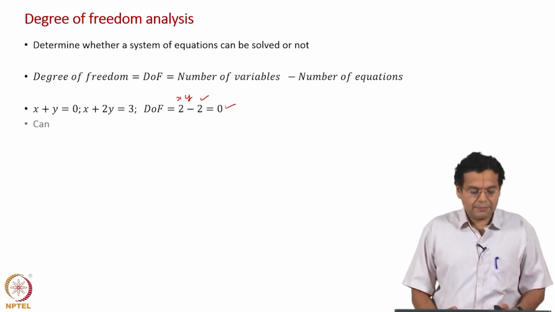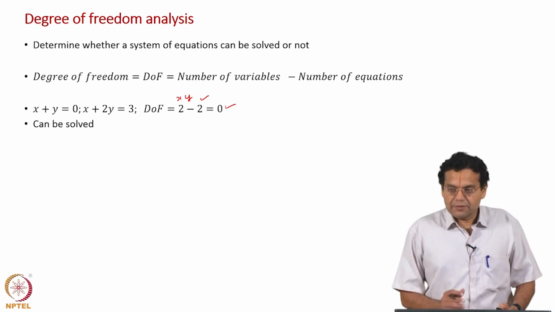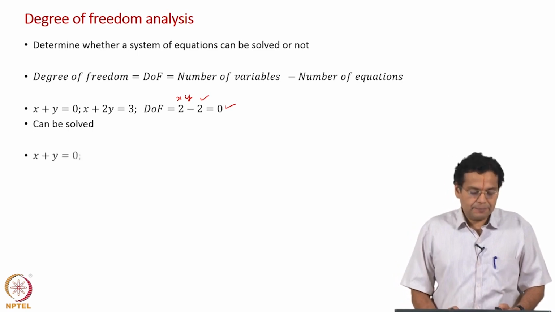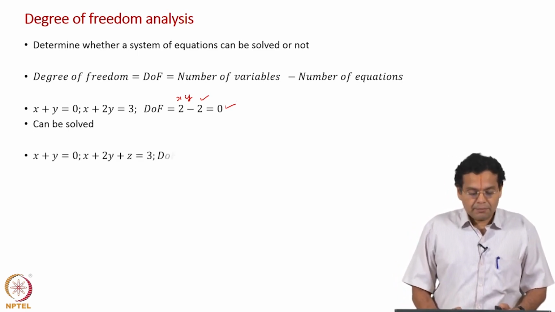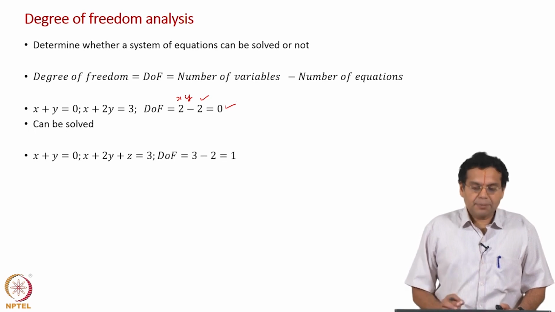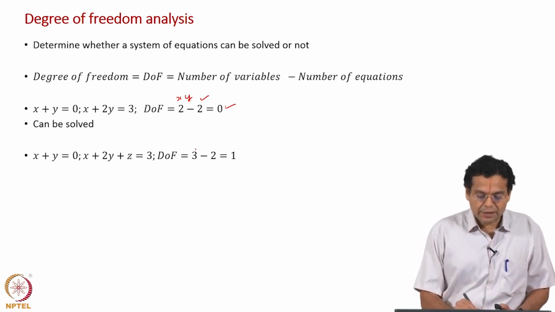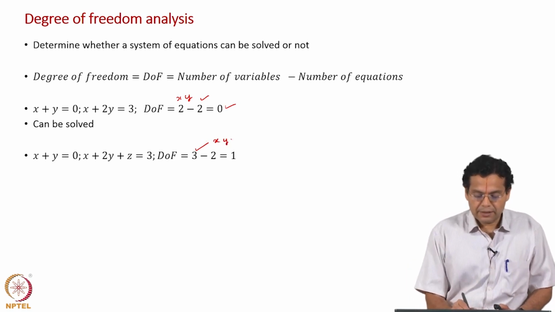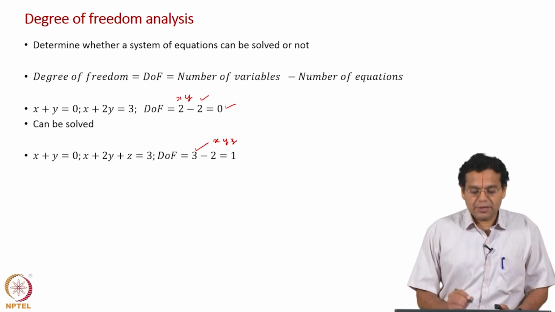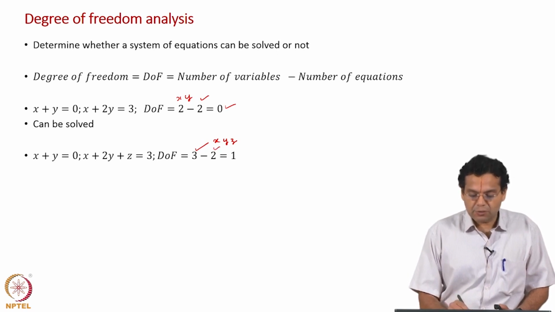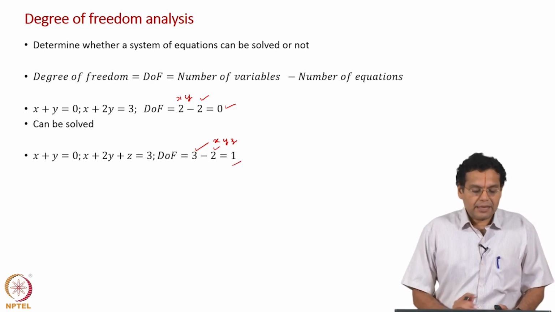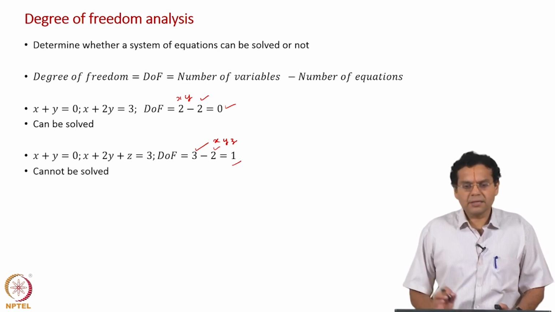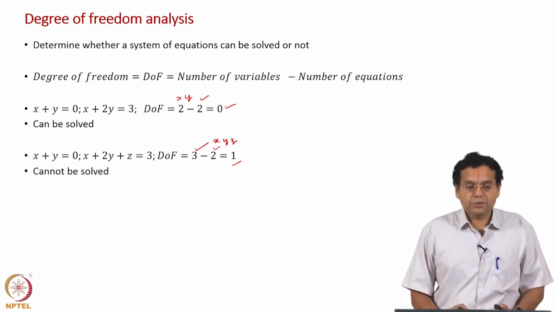Now, let us take another example: x plus y equals 0, but now the second equation is x plus 2y plus z equals 3. If you do a degree of freedom analysis, there are 3 unknown variables, x, y and z. Only 2 equations are there, giving us 1 degree of freedom, which means that I cannot solve the system of equations unless you specify z.